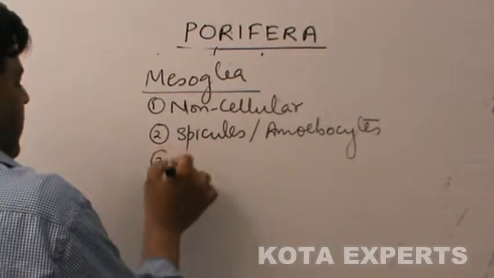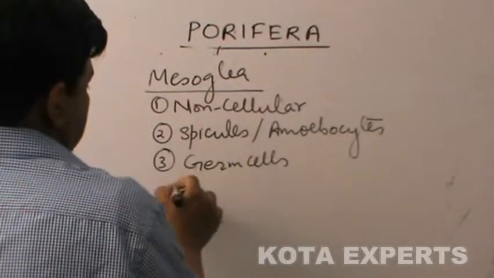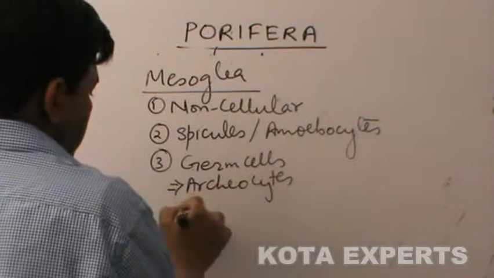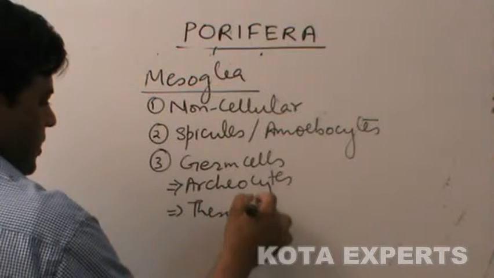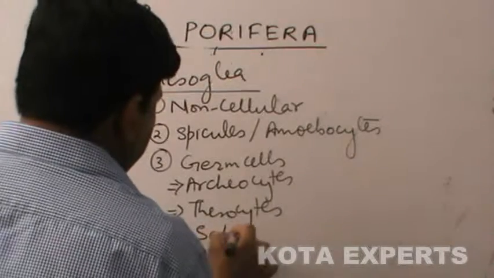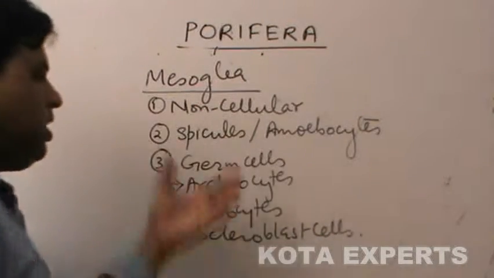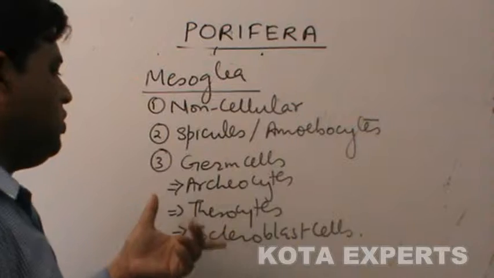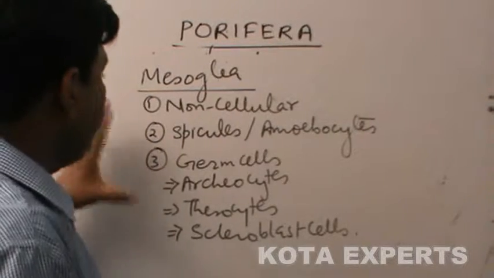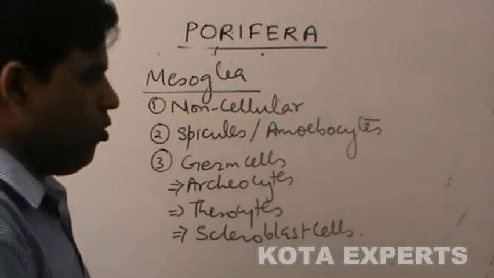That is having different types of cells such as germ cells. Then we have archaeocytes. Then we have thesiocytes. Then we have scleroblast cells. So these are the different main types of cells which are present in the non-cellular part, and the development of the zygote takes place in the mesoglea, not in the spongocoel.